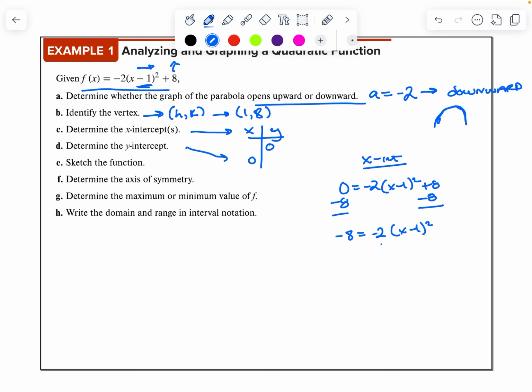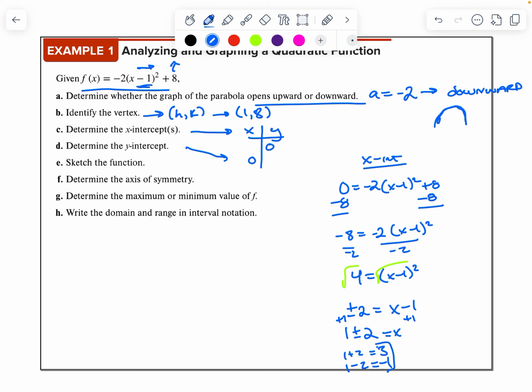We could take the square root on both sides to get rid of the square, because square and square root are inverses. Remember, anytime you take the square root on both sides, you are going to get a plus or minus with your answer. So then x equals 1 plus or minus 2 once we add 1 to both sides. 1 plus 2 is 3. 1 minus 2 is -1. So those are your two x-intercepts: 3 and -1.